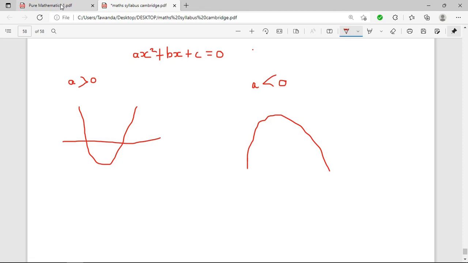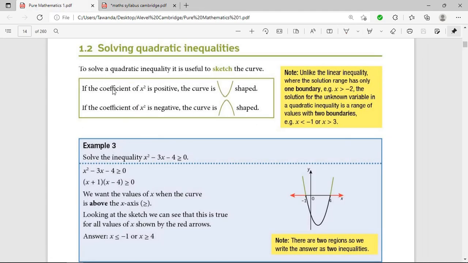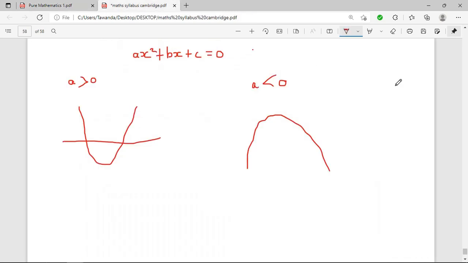So we want to do this example. If the coefficient of x squared is positive, the curve is minimum shaped, like what I've said. If the coefficient of x squared is negative, then the curve is maximum shaped. So let's look at the first example. We want to solve this inequality. Let me write on the whiteboard.